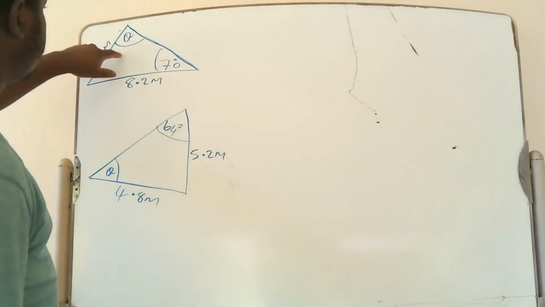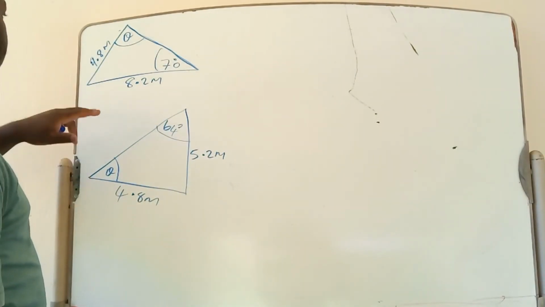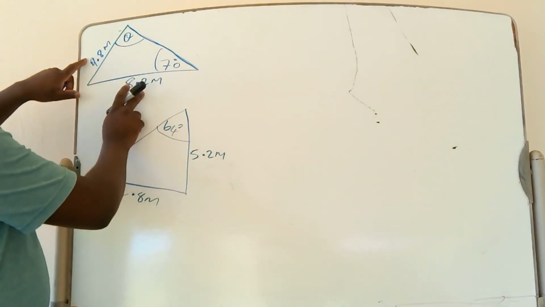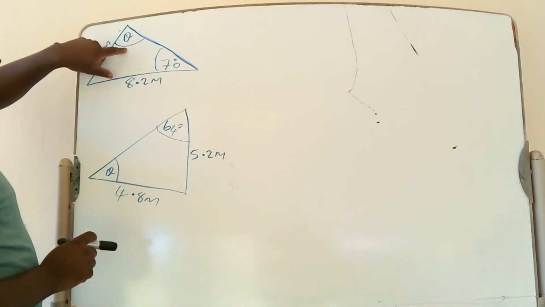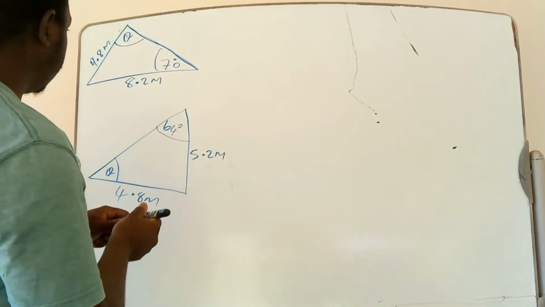Now for this question, we have been asked to find theta. So what do we know? We know the length of two sides. We know one angle, and we don't know one angle, so we need to find that. What can we apply? The sine rule. What does the sine rule state?